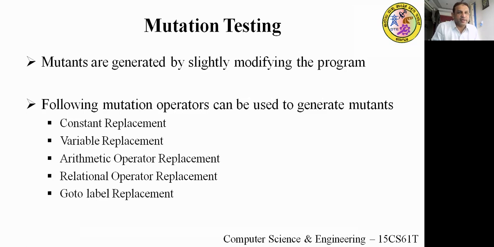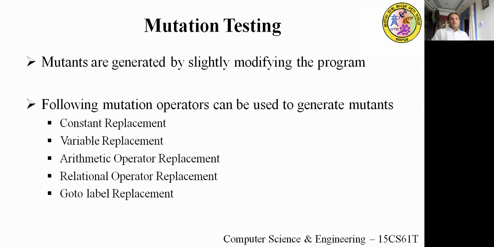The following mutation operators can be used to generate mutants. To make changes or modify the program, we can use the following operators: constant replacement, variable replacement, arithmetic operator replacement, relational operator replacement, or go to label replacement. How can we change or modify the program? We can replace the constant. Some constant you might have used, like pi equal to 3.14, or you might have defined maximum array size equal to 100.